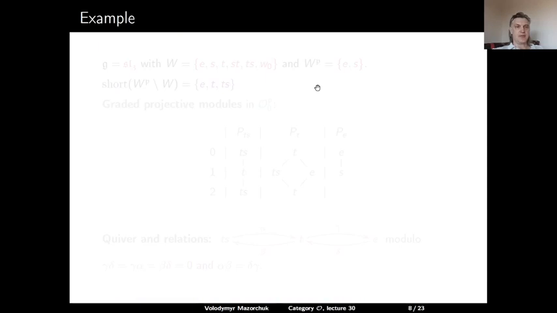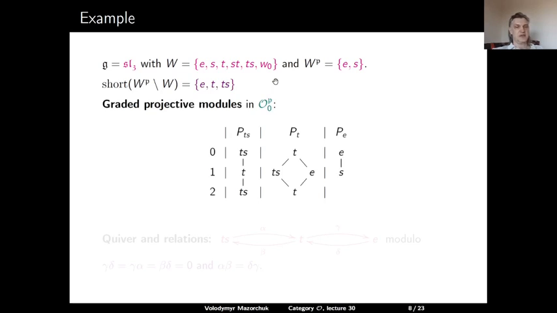Here is an example. Consider the category O for SL3, in which case the Weyl group consists of the elements E, S, T, ST, TS, and W0. Let us choose the parabolic subalgebra such that the corresponding parabolic subgroup consists of E and S. Then the shortest coset representatives of W modulo WP acting on the left are E, T, and TS. So we have seen the corresponding graded projective modules in the parabolic block many times.